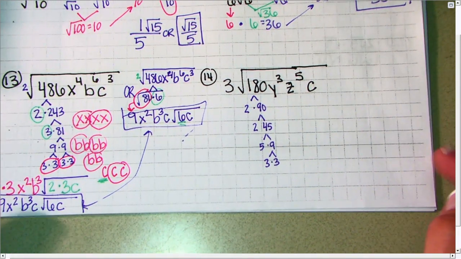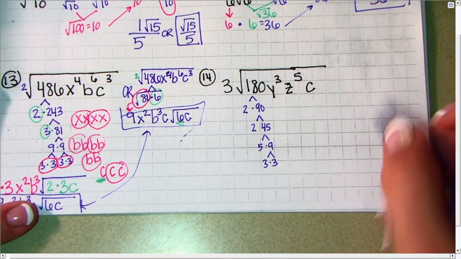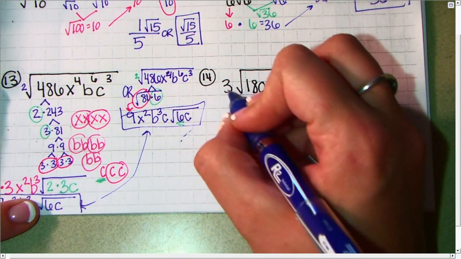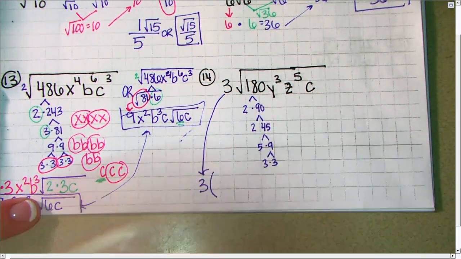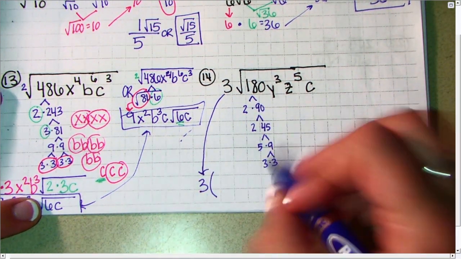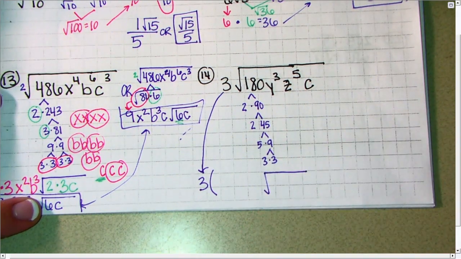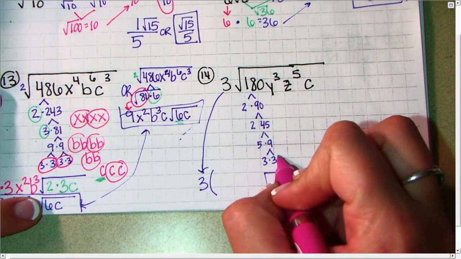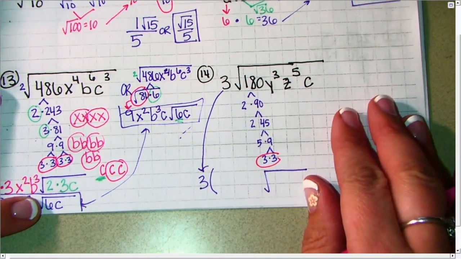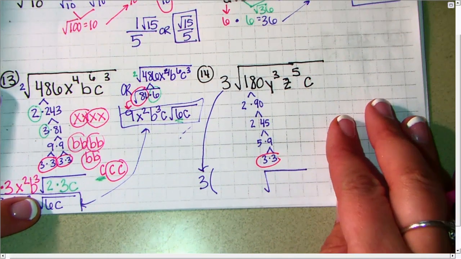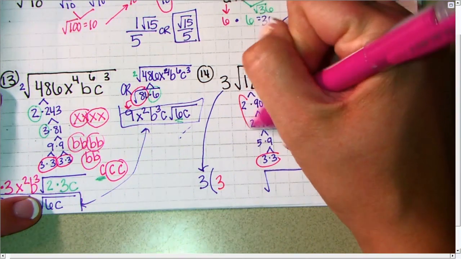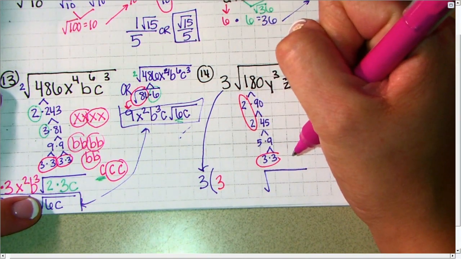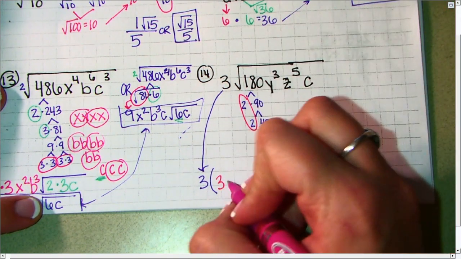Going to look for those groups of 2. So this 3, remember, is just being brought down. It's along for the problem. I'm going to write my square root, and now I'm going to group. I have a group of 3. So I'm going to write a 3. Have a group of 2. So I'm going to go ahead and write a 2.